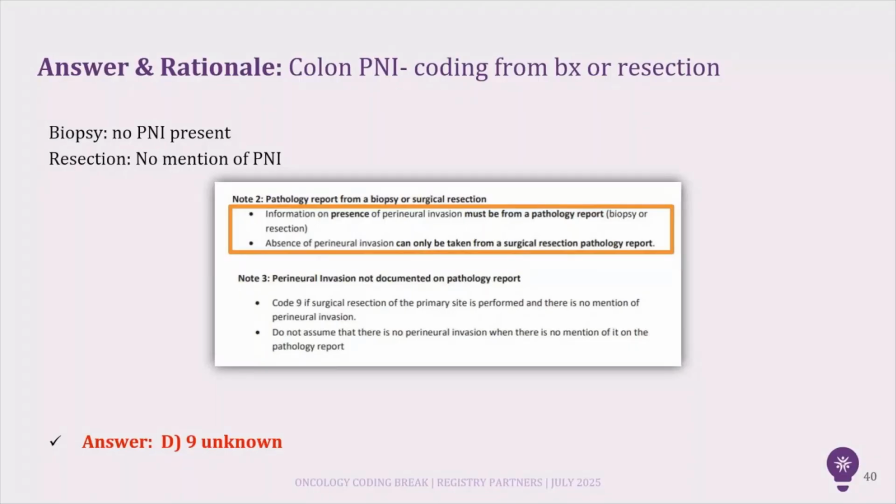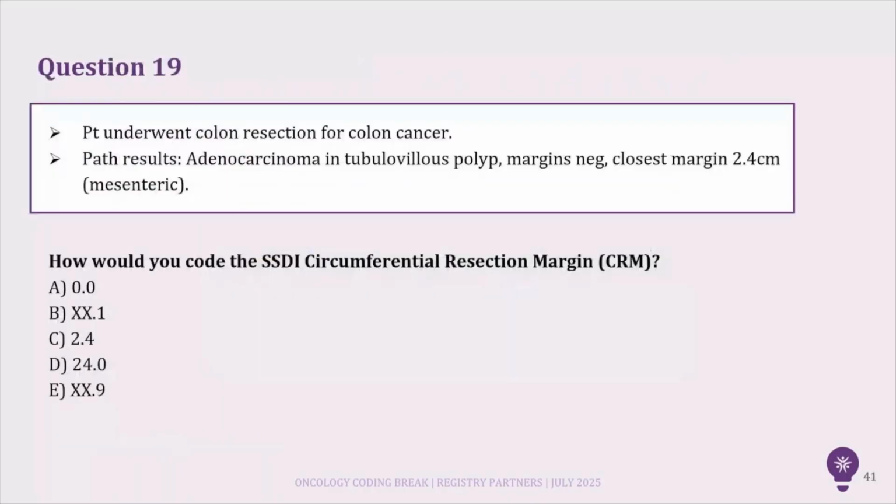Next one. So patient underwent a colon resection. The path results show adenocarcinoma in a tubulovillous polyp. Margins are negative. The closest one is 2.4 centimeters. How would you code the CRM if this is all the information that you have?